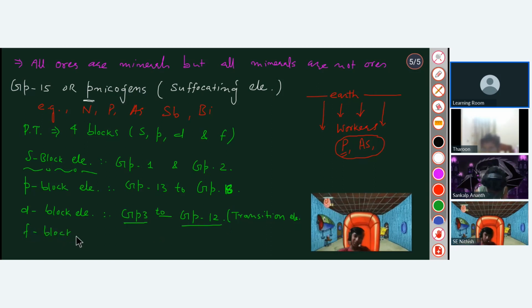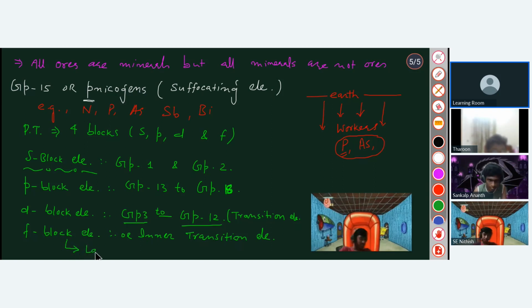So can anybody tell me what is the group number? Inner transition elements, yeah, they are known as inner transition elements. So both lanthanides and actinides, exactly, they actually come in this F block.